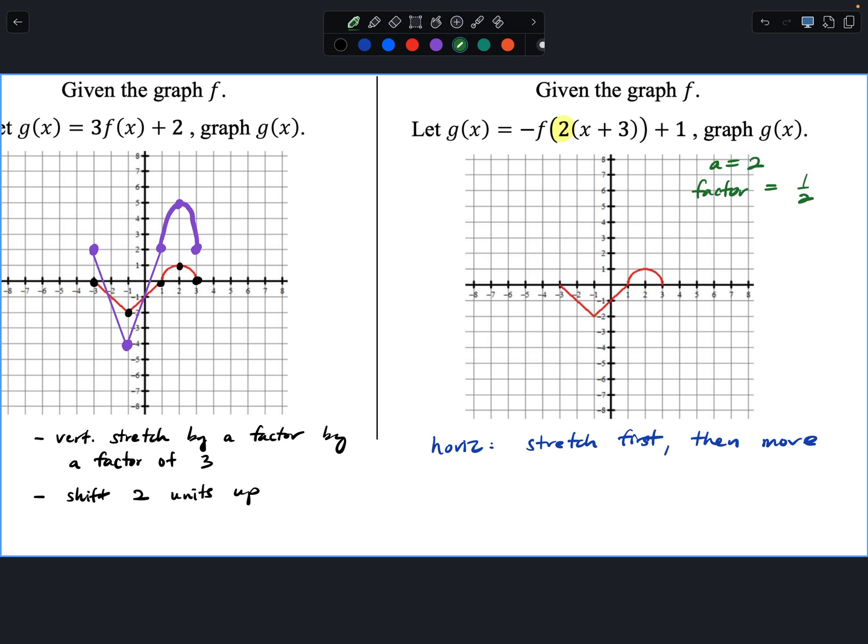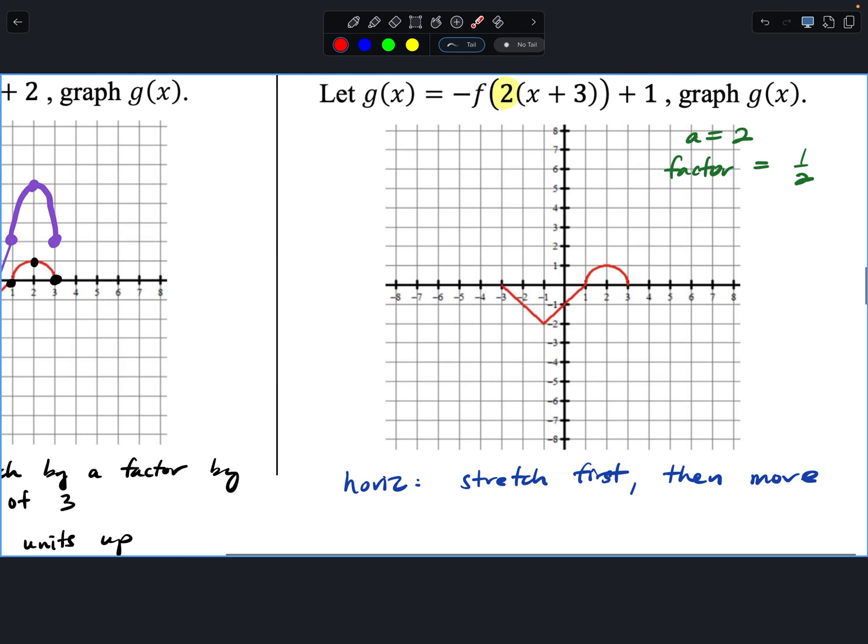1/2. So the first thing I'm going to do is, because this is on the inside, this is a horizontal shrink. That means that, if you guys can turn and look at me, the graph is shrinking towards the y-axis going like this. So what I'm going to do is use different colors. I'm going to first shrink each of these points closer to the y-axis before I do anything else. So right here, let me draw my points first.